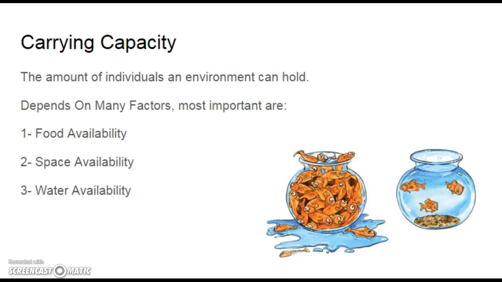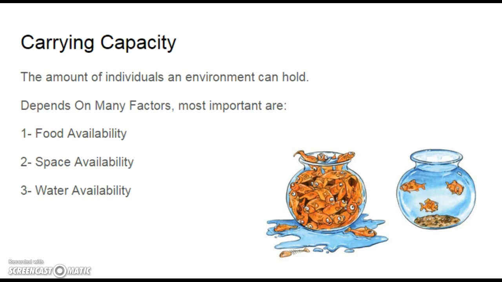There are three main ones that we're going to cover. One, food availability. If we only have 100 cheeseburgers, we can only feed 100 people. And if we have 150 people, we're going to have to split up the food, and everybody's going to be a little bit more hungry. There's competition, so you can see where that goes.